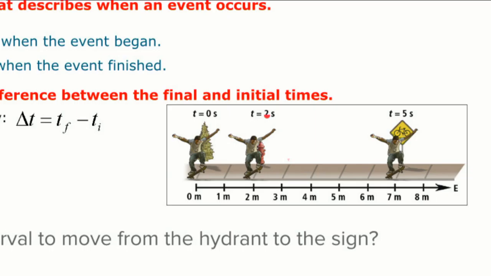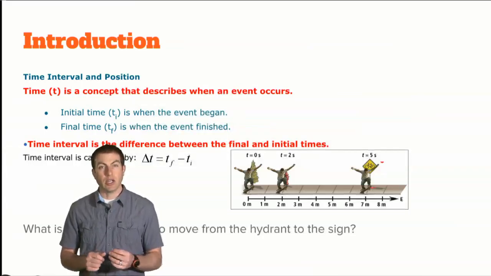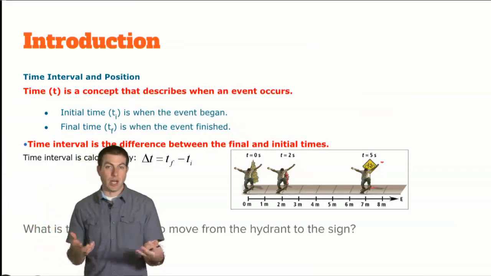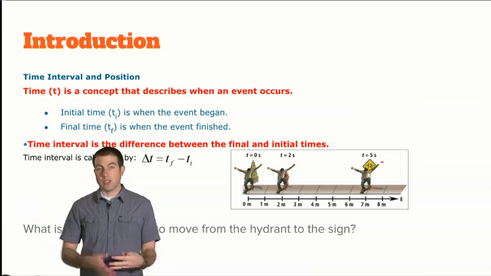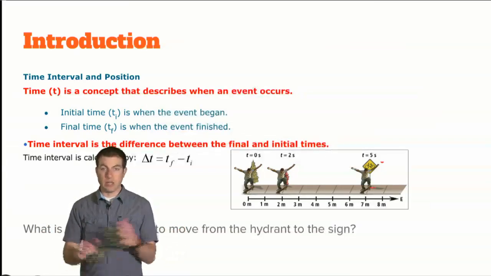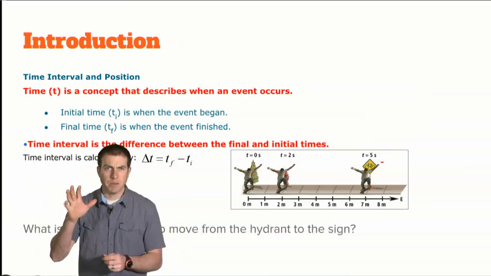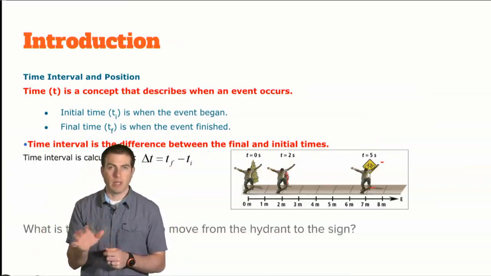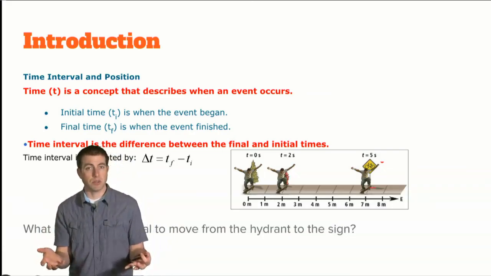If we wanted to know from the tree to the sign, that would be 5 minus 0, which is 5, and that event would have taken 5 seconds. And what we don't want to do is, I think what you're doing right now, Taylor, is confusing your position and your time. And the question is just asking about time. So it doesn't even matter where this person is, how fast they're going, anything like that. So don't confuse yourself by mixing up the distance or position with the time. It's just asking about time.